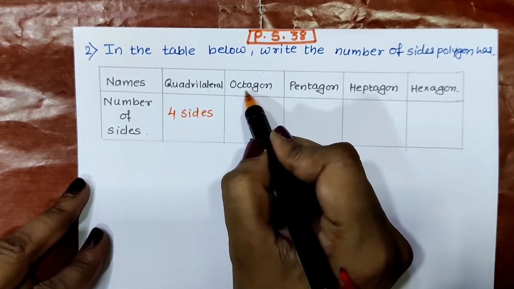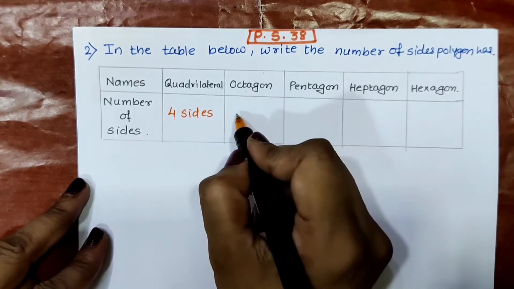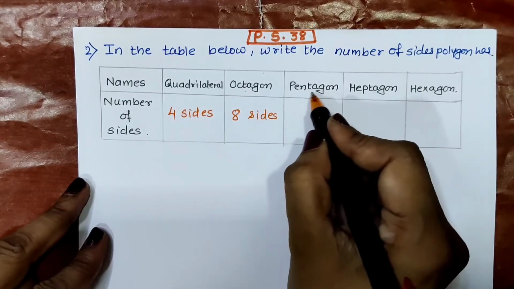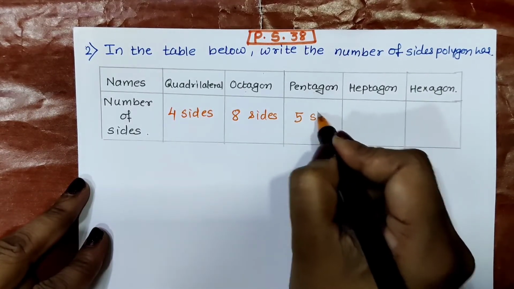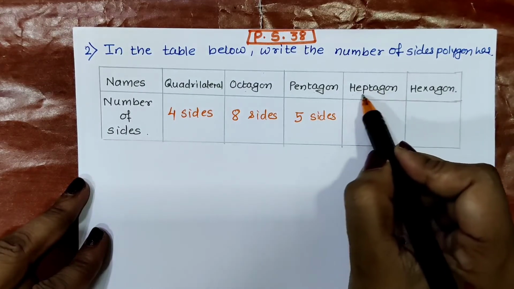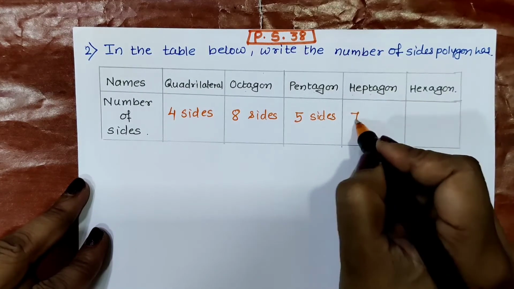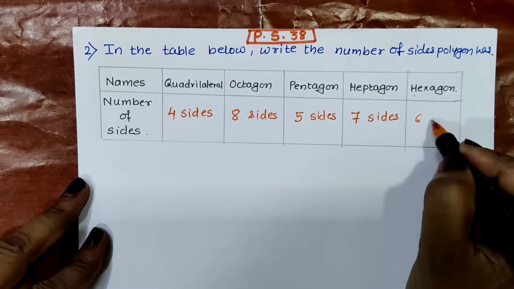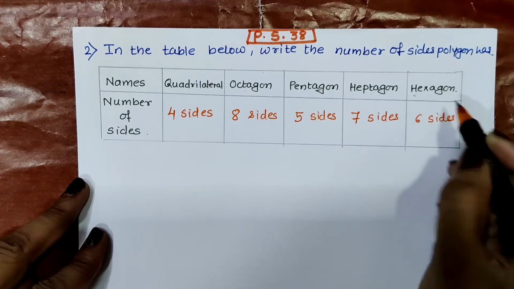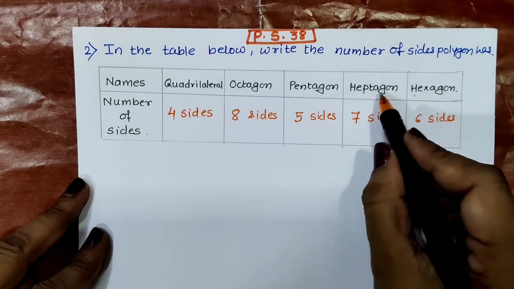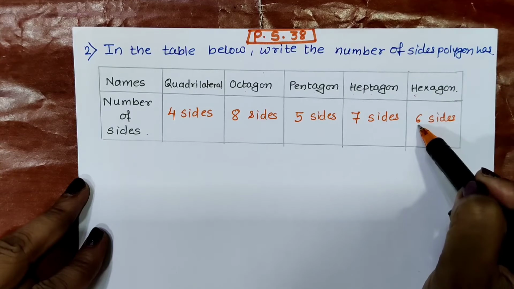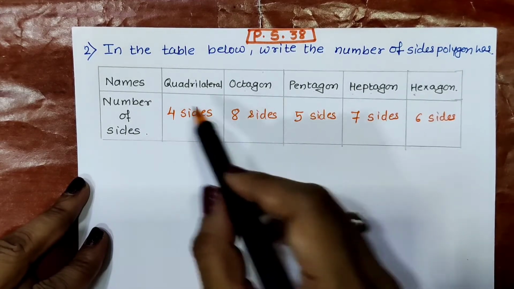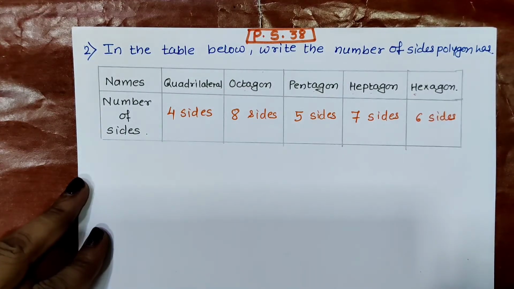Octagon, octa means 8. Always keep this in mind. Octa means 8, that means 8 sides. Pentagon, penta means 5, 5 sides. Heptagon, hepta means 7, 7 sides. Hexagon, hexa means 6, 6 sides. So in this way, from these names you have to write the number of sides. Hexa means 6, hepta means 7, penta means 5, octa means 8 and quadri means 4. Okay.